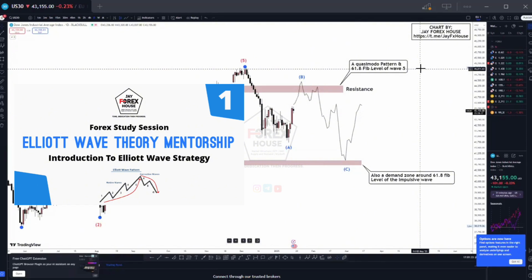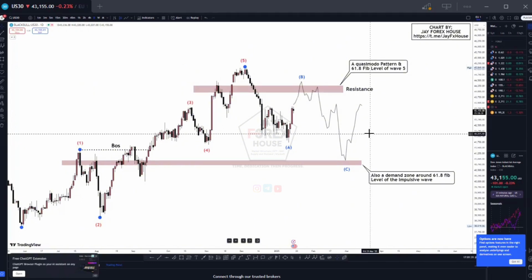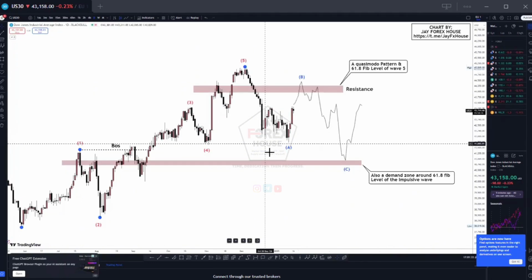All right, so this is a live analysis of US 30. Like I said in the previous episodes, I use Elliott Wave for higher time frames. I barely use them for lower time frames. So this is a breakdown of US 30 on the 15th of January 2025.